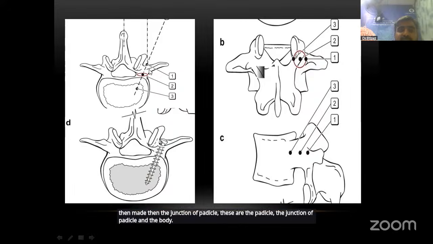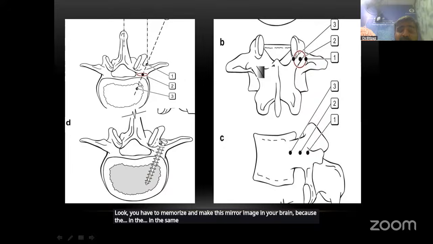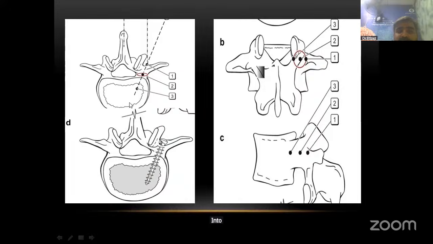Look here, these are the transverse processes. This is the entry point of the pedicle. This is the medial portion of the pedicle, the second point. You have to memorize this and make a mirror image in your brain, because in the same way we will follow percutaneous pedicle screw imaging. And then this is the third point, which means it has entered into the vertebral body.